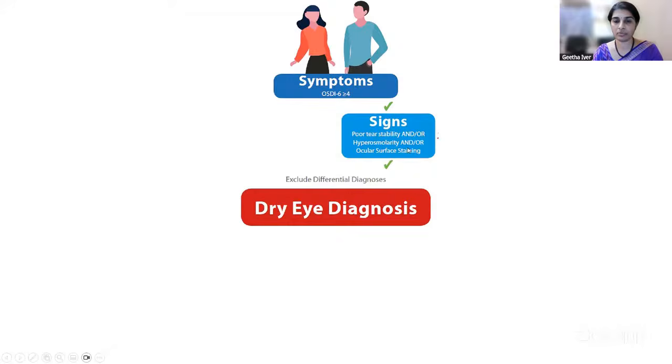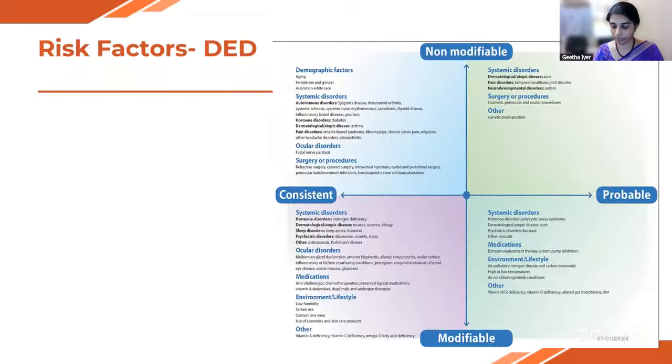We have symptoms, we have signs, we have excluded the differential diagnosis, which is when we reach a diagnosis of dry eye in the patient that we are dealing with. But of course, there are more judgment layers, and this is where we bring in risk factors for dry eye disease, which have been categorized here into non-modifiable or modifiable, and consistent or probable risk factors.